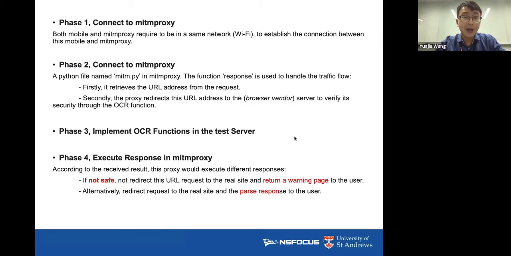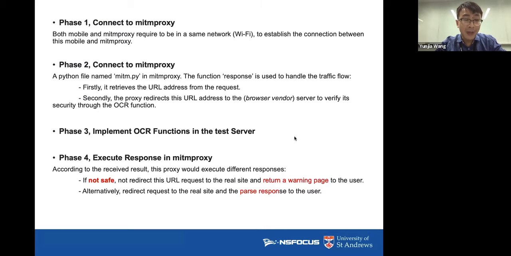The implementation of the OCR on mobile involves 4 steps as well. Phase 1, connect to the man-in-the-middle proxy. Both the mobile and the man-in-the-middle proxy have to be in the same network, to establish the connection between the mobile and the proxy. Phase 2, capture traffic and redirect to the server.